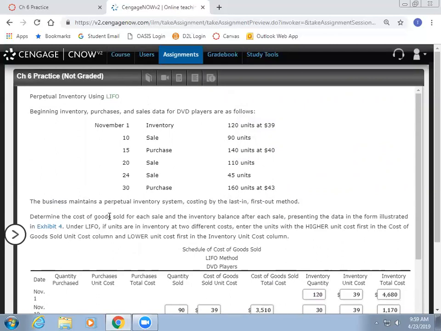Maybe like $50 a unit. So you might have to calculate total sales. So you would just add up how many units you sold in the period total, multiplied by that sales price to get total sales, okay? And then you could subtract out cost of goods sold to get your gross profit.